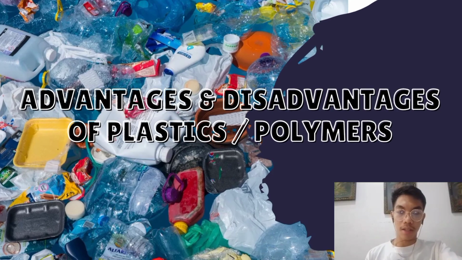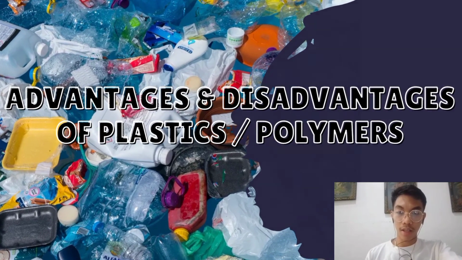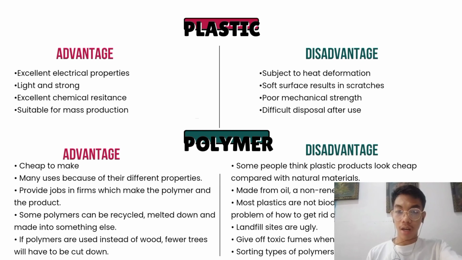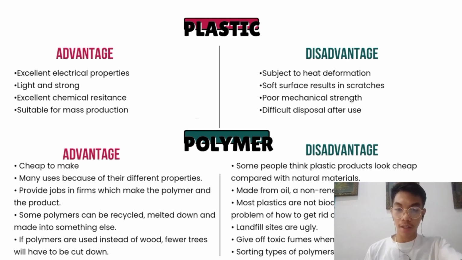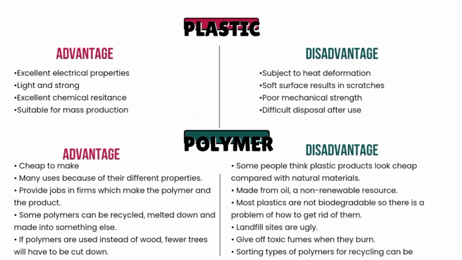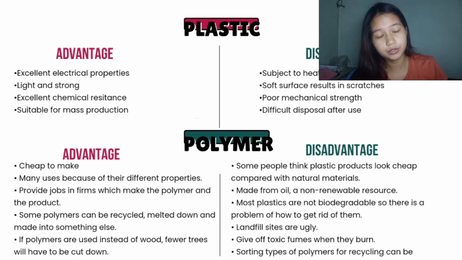Hello everyone, this is advantages and disadvantages of plastics. Plastic advantages: there are excellent electrical properties, light and strong, excellent chemical resistance, suitable for mass production, non-toxic in general. For disadvantages: subject to heat deformation, soft surface results in scratches, poor mechanical strength, difficult disposal after use.